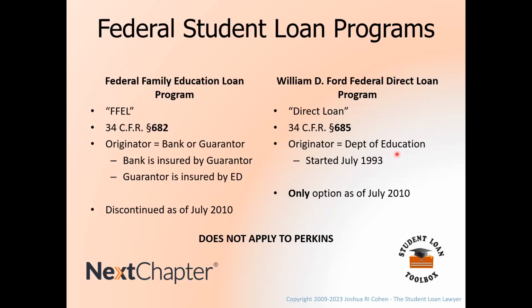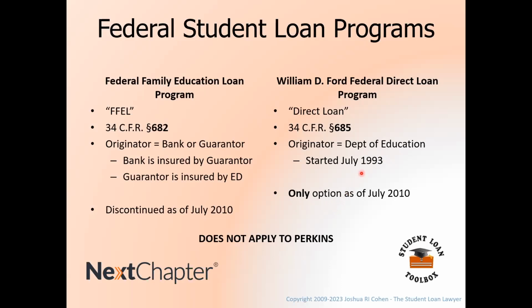Compare that to the William D. Ford Federal Direct Loan Program, otherwise known as DL or direct loans. You borrow directly from the government, from the Department of Ed, 34 CFR 685. Again, the originator is the Department of Ed. There is no middleman. There might be a servicer, there might be a collector, but that note is always held by the Department of Ed. Federal loans are not sold, ever. Okay. This is the only option as of July 2010.